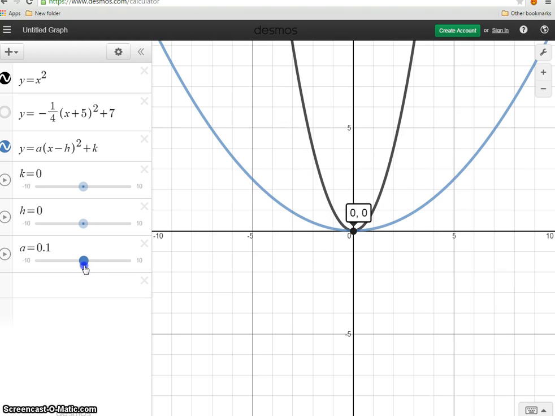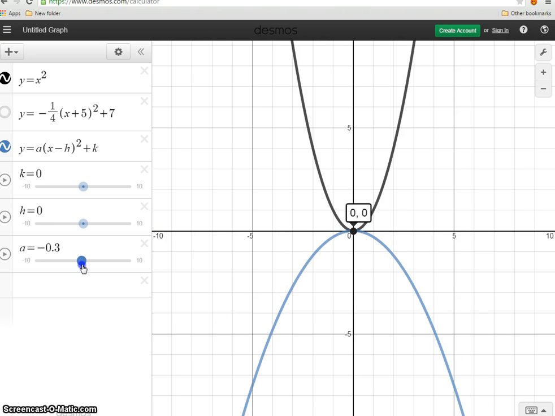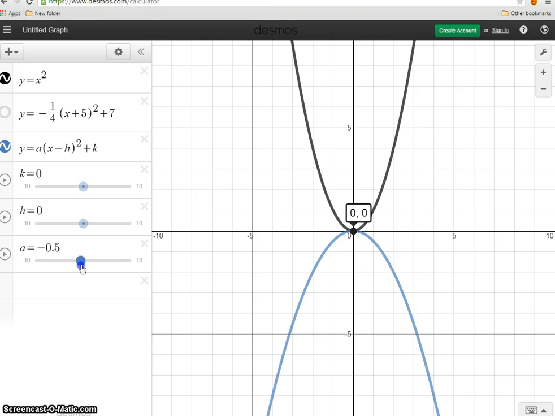It continues to do that until I start getting negative. At negative 0.1 I'm still wider, but you'll notice that now, with my a value being negative, my parabola is opening down instead of opening up.